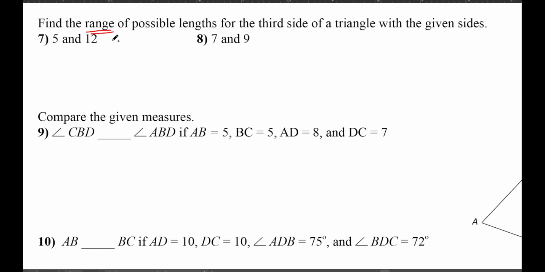So let's subtract. What's 12 minus 5? 7. Let's add. What's 12 plus 5? 17. So that means our third side of our triangle has to be somewhere between 7 and 17. How do we write that? Now watch. X is in the middle, and what kind of sign do we put here? Less than, less than. That's it.